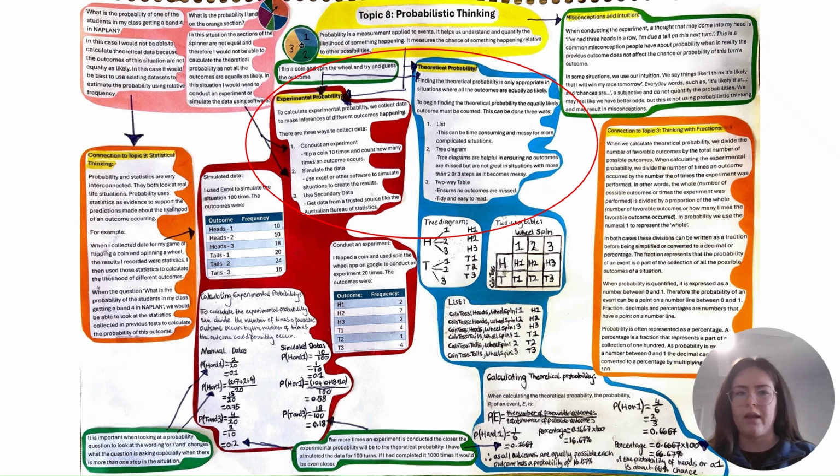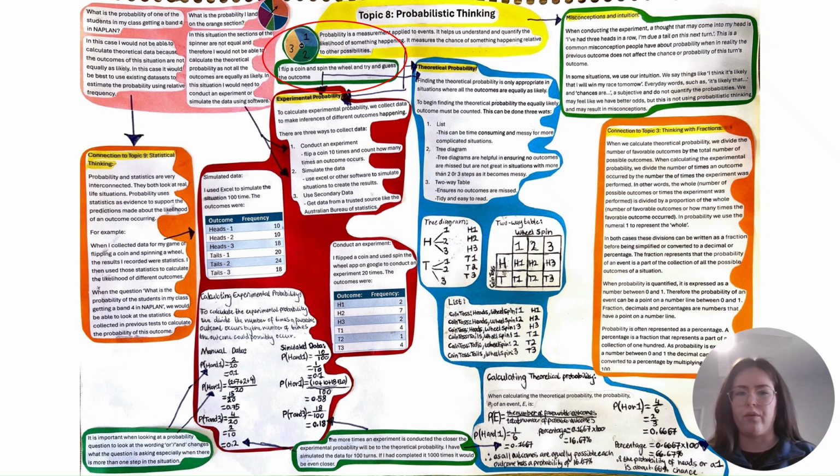To calculate experimental probability, we must collect data to make inferences about the different outcomes occurring. There are three ways to collect data, which are conducting an experiment, simulating the data, or using secondary data. I will now use this game as an example of how to calculate theoretical and experimental probability.